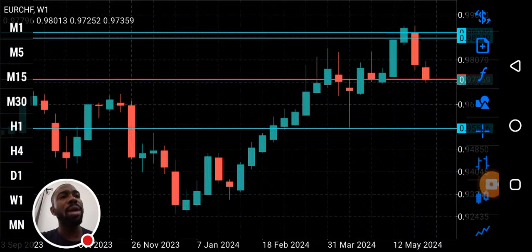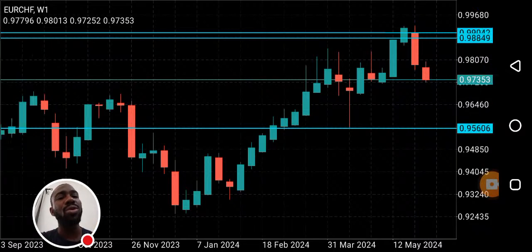Please ensure you apply proper risk and money management. Don't over leverage. If you don't want to blow your account, don't over leverage. Always know the risk, the dollar amount you're going to lose on every trade before you execute it.